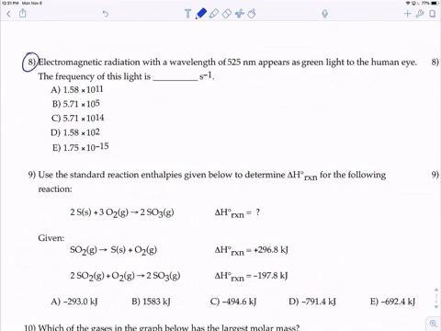Wavelength is green, so wavelength 525 nanometers. What's the frequency? The speed of light is lambda times the frequency, so this implies the frequency is speed of light over wavelength. 3 times 10 to the 8 meters per second, all over 525 times 10 to the minus 9 meters.